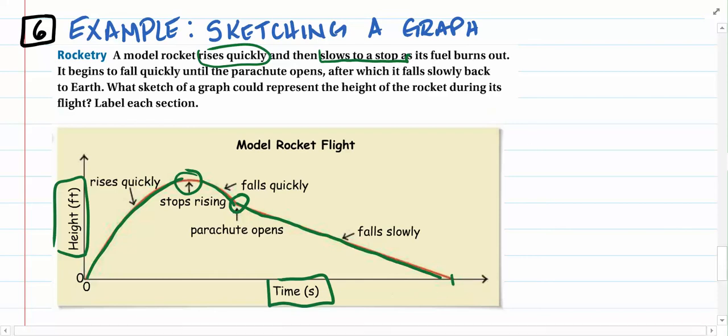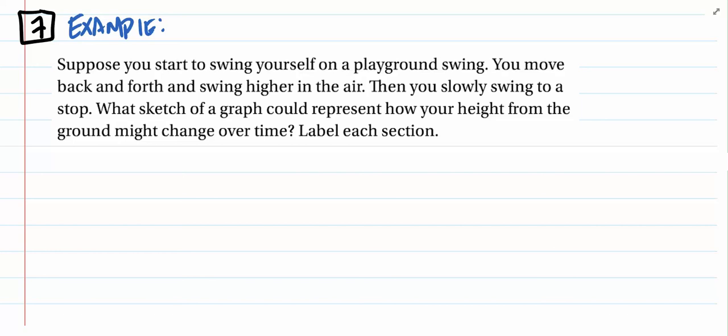Okay, last box, we're going to practice again. It says, suppose you start to swing yourself on a playground swing. You move back and forth and swing higher in the air. Then you slowly swing to a stop. What sketch of a graph could represent how your height from the ground might change over time? Label each section. Okay, I want you to think about this first before I show you what mine's going to do. What are the variables and what's your sketch going to look like? Okay, I'm curious to see if you came up with something that I came up with.